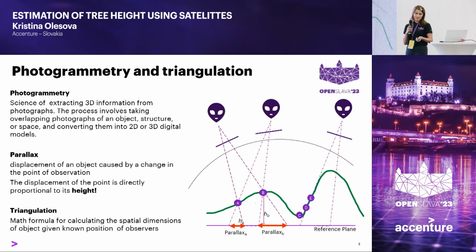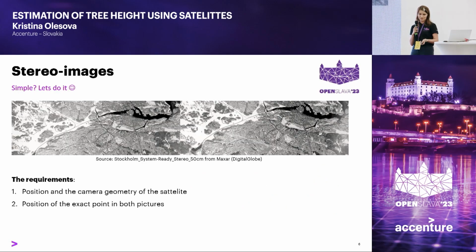And now we can look at how it looks in real pictures. So here on this slide, you can see two stereo pictures from a high-resolution satellite from Maxar. This is a resolution of 50 centimeters. I think you cannot see much on this slide, but this is the city of Stockholm during winter. And now, these two pictures are different. One is from the right side, the other one is from the left side. We will look at the zoom in later.